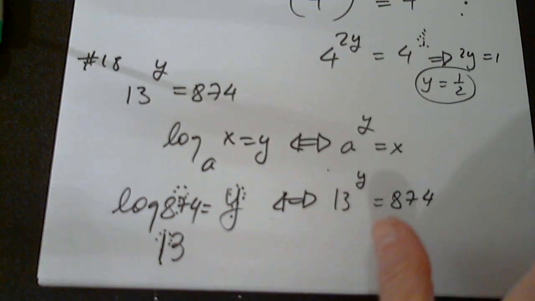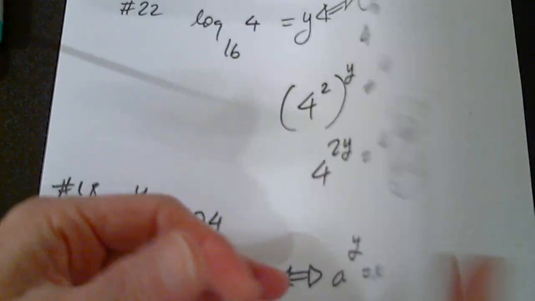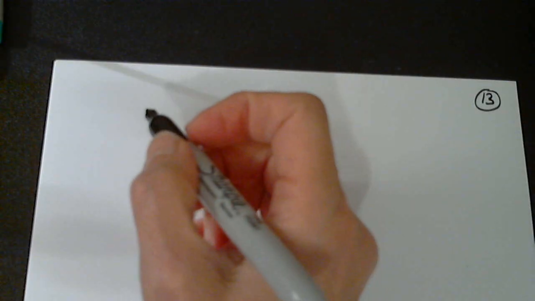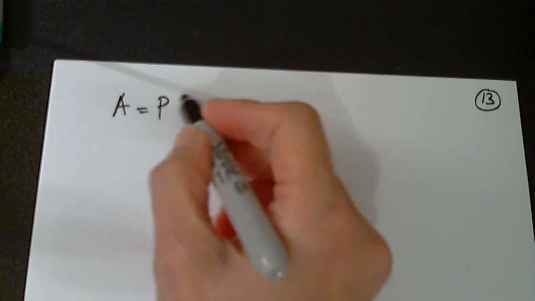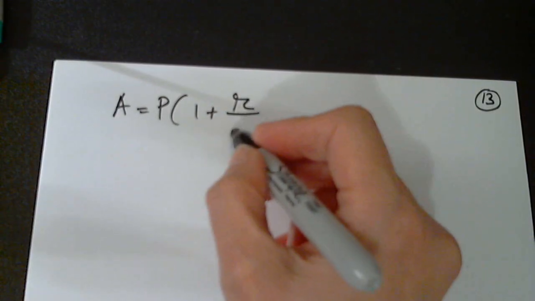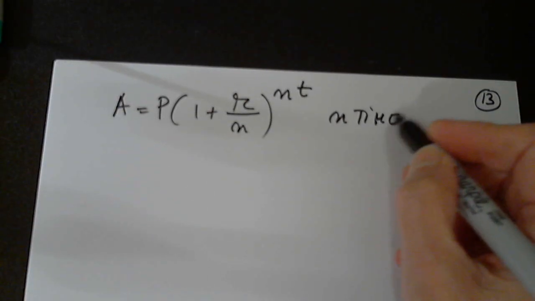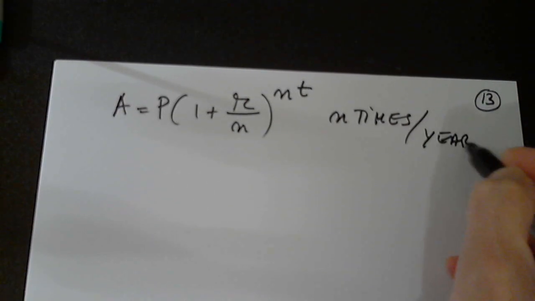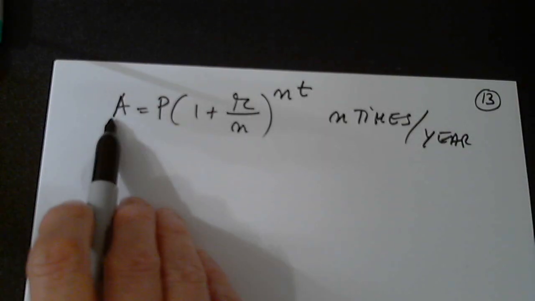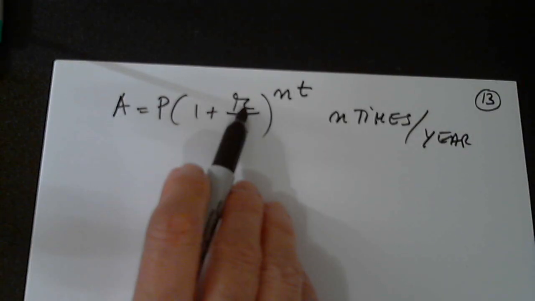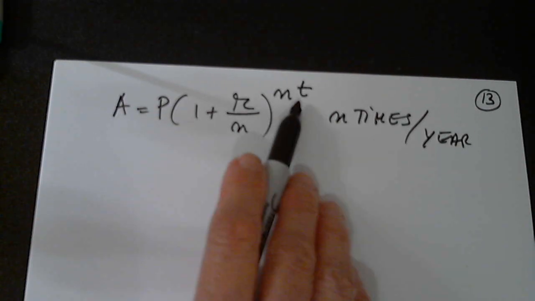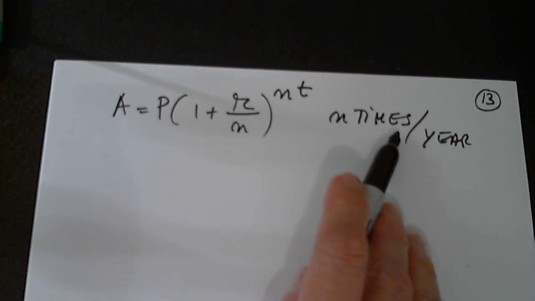Formulas. Let me review the formulas with you one more time here. A equals the principal times 1 plus r over n, to the nt, where the interest is compounded n times per year. A is the accumulated value, P is the principal, r is the annual interest rate, and t is the time in years.